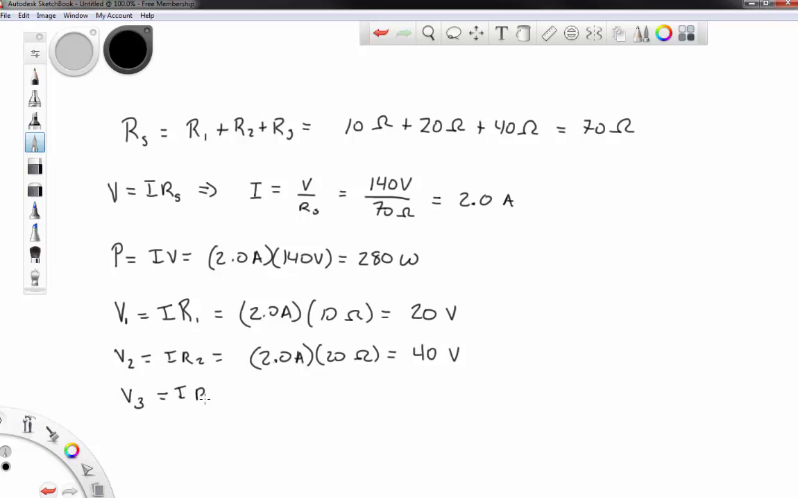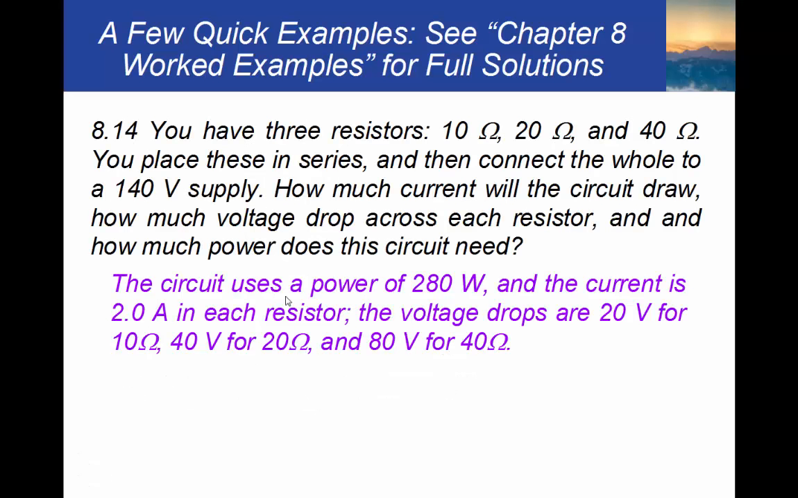For the third one, we use I times R3, and so that is 2.0 amps times 40 ohms. So if you need your calculator to get 2 times 40, go for it. But you should come up with 80 volts. So now we've solved for everything that problem has asked us for. So the answer to this question is basically the circuit uses a power of 280 watts, the current's 2 amps, the voltage drops are 20 volts, 40 volts, and 80 volts respectively for 10 ohm, 20 ohm, and 40 ohm.